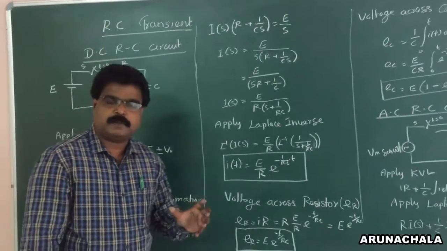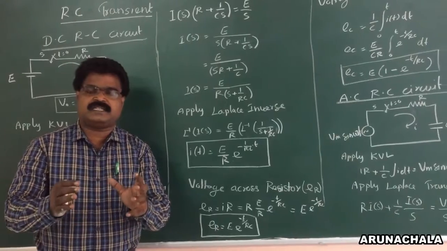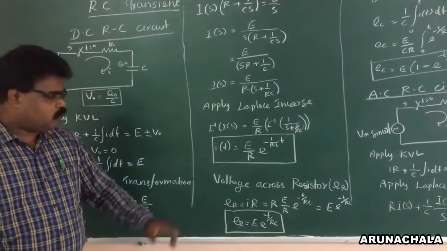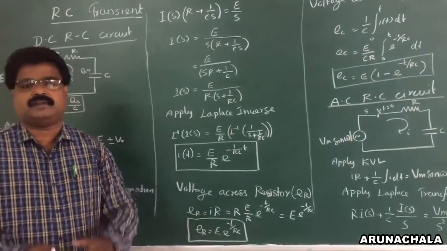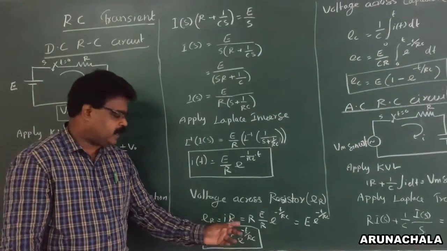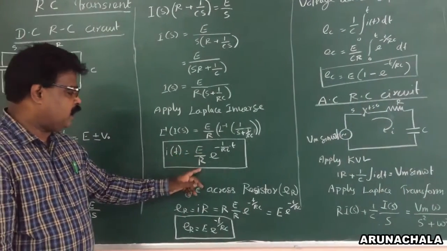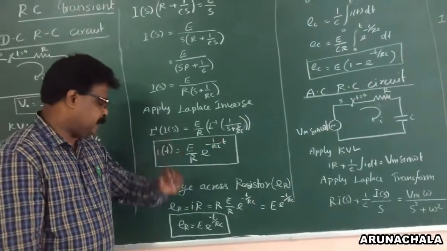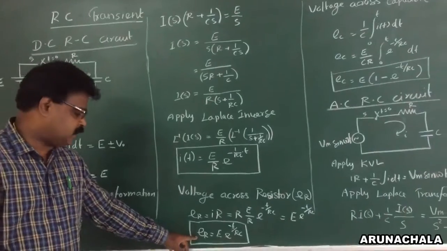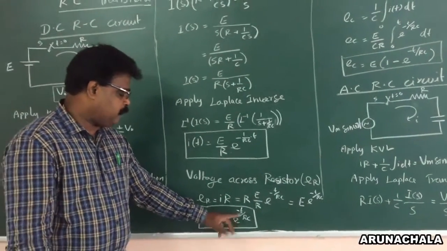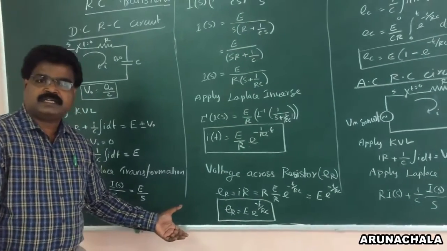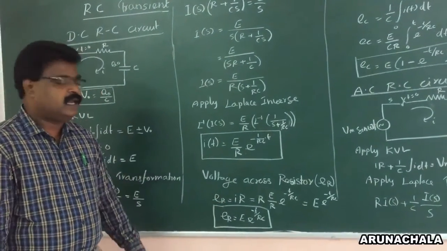Similarly, sometimes in the problem they will ask what is the voltage across the resistor at transient, or what is the voltage across the capacitor at transient. What is the voltage across the resistor? You know that it is I into R, that means R into I of t, where I is the transient current. What is I of t? E by R into e power minus 1 by RC into t. If you substitute this, you will get the voltage across the resistor at transient. That is very important. That is equal to E into e power minus t divided by RC. So this is the expression to calculate the voltage across the resistor at transient.